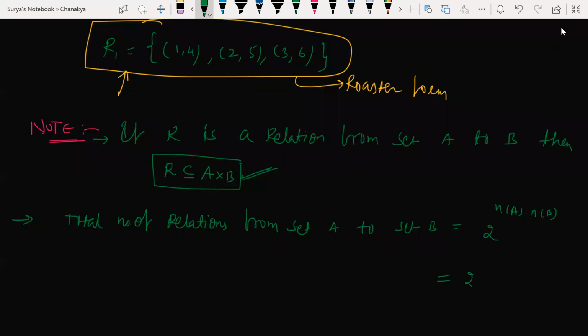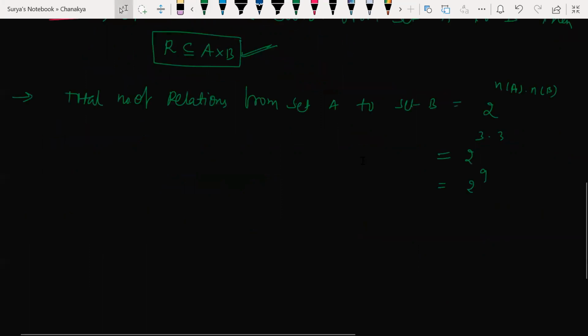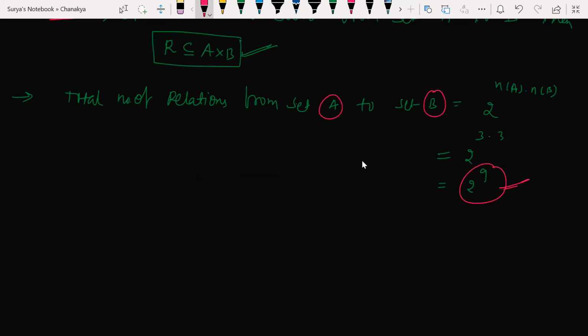n(A) is the number of elements present in set A. They were 3. n(B) is the number of elements present in set B. They were also 3. So 2 to the power of 3 into 3, that is 2 to the power of 9. So from the sets A and B given to you, the number of relations is 2 to the power of 9. Understood my point? Hope you got the point. Now I'll give one more example.